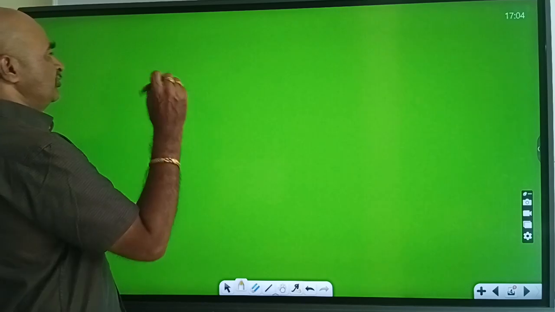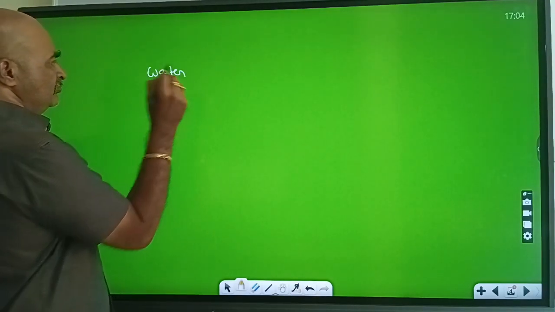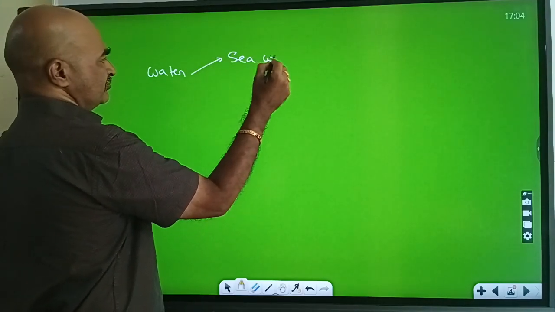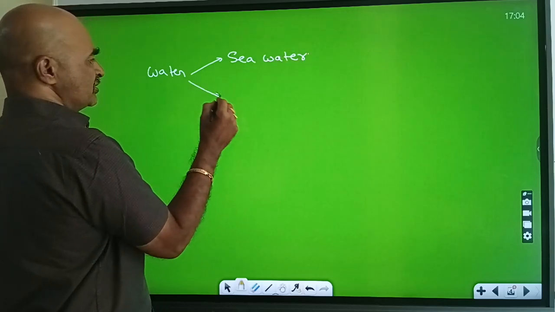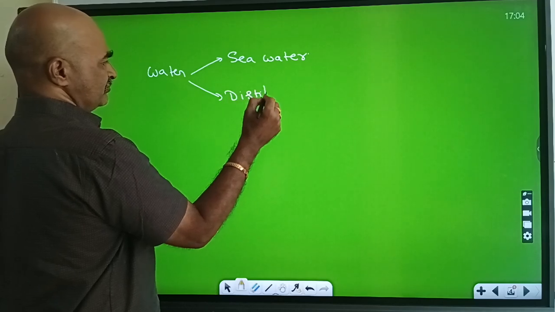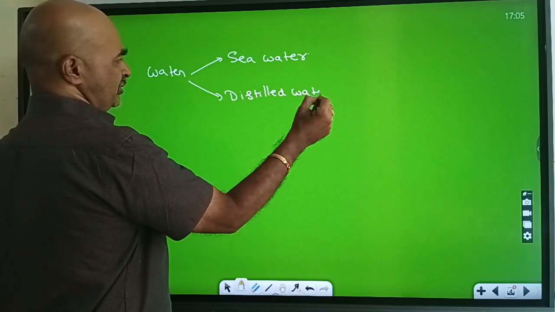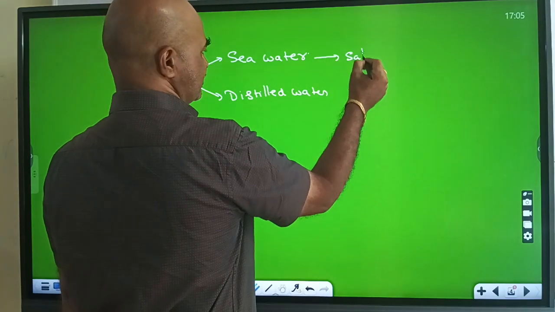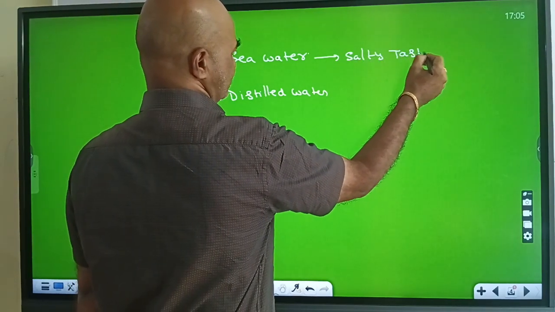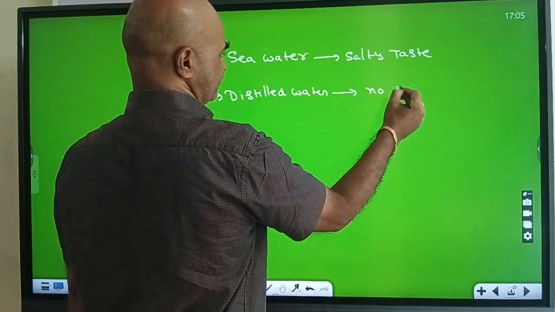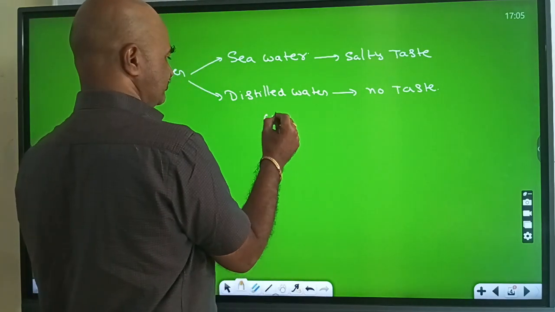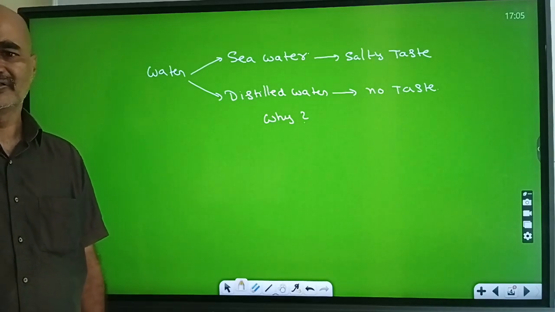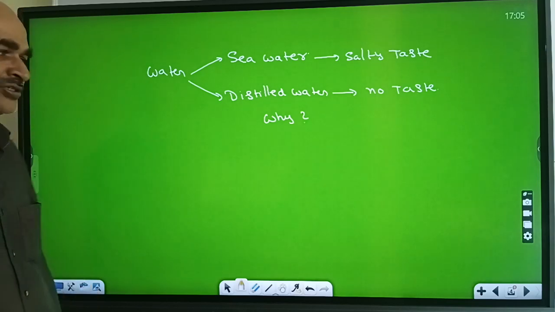For example, water. This is salt water, sea water. And the second one is distilled water. Sea water has a salty taste, while distilled water has no taste. Why? Seawater contains dissolved salts, but distilled water contains only water molecules.